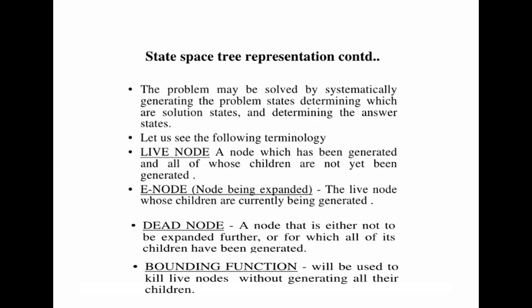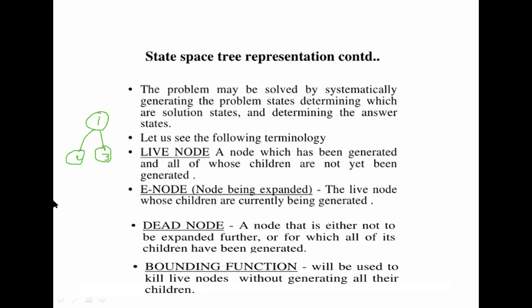Then we come to some terminologies on the tree. One is the live node. A live node is a node which has been generated and all of whose children have not yet been generated. See here, for example, I am considering one node. This is my start node. So it has two children.